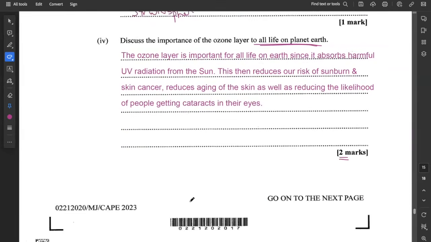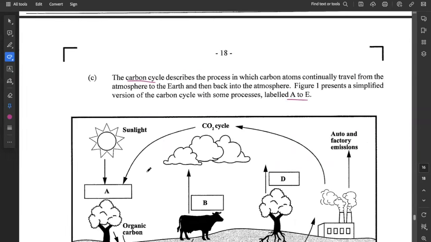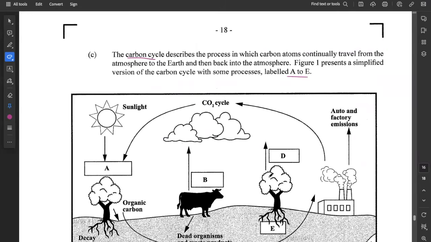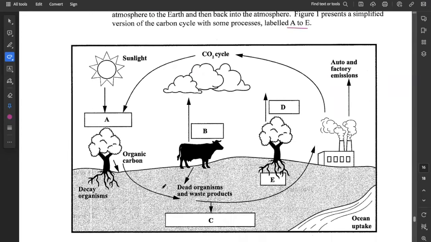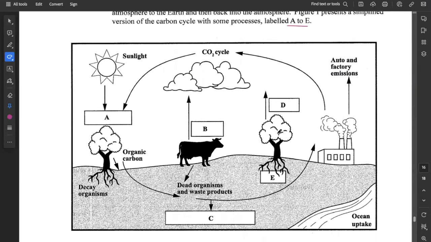Okay? So moving along now to part C. Part C is about the carbon cycle. It says that the carbon cycle describes a process in which carbon atoms continually travel from the atmosphere to Earth and then back into the atmosphere. Figure 1 represents a simplified version of the carbon cycle with some processes labeled A to E. So the figure is labeled A to E. There are some processes that are here and then some other stuff, right? So this is our carbon cycle, simplified version of it. Just take a look at it.